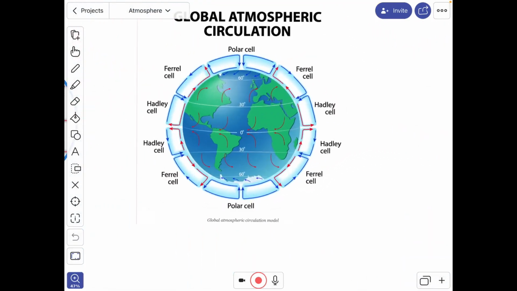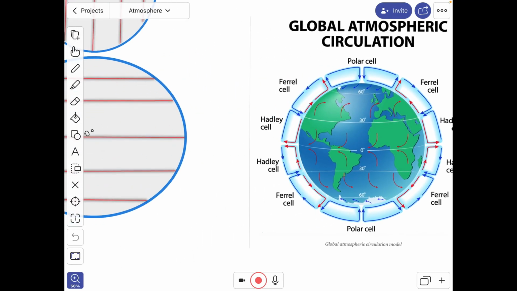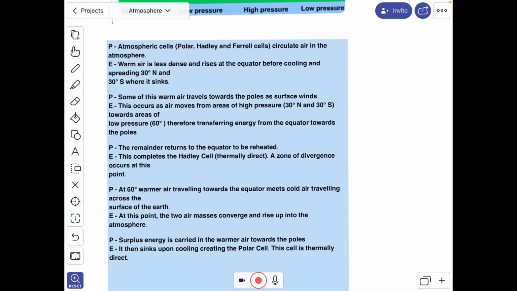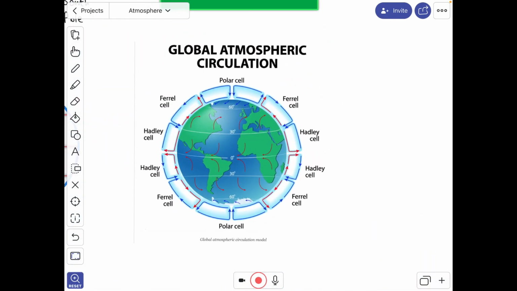So what happens is, after it sinks, some of this will be pulled into this area of low pressure, from high to low, remember, and it's drawn towards this Ferrel cell, just around the UK. It's around something like 60 degrees north. At 60 degrees, the warmer air travelling towards the poles meets the cold air travelling across the surface of the earth. At this point, the two converge and rise up into the atmosphere. As we can see, this happens right here, converging and sinking, completing the Ferrel cell.